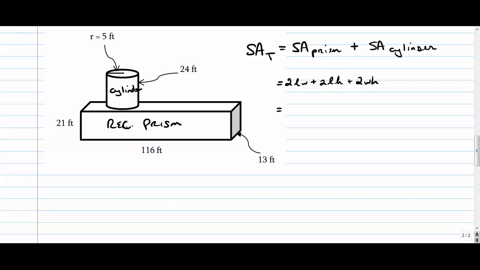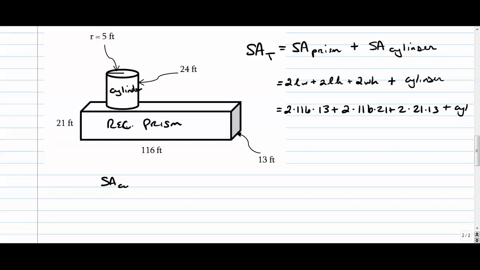Alright, so we take 2 times 116 times 13 plus 2 times 116 times 21 plus 2 times 21 times 13. So right there is just the prism. And then we're going to add the cylinder. So let's do the cylinder next. I'll take it down here.